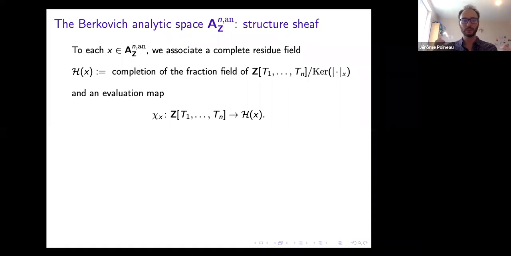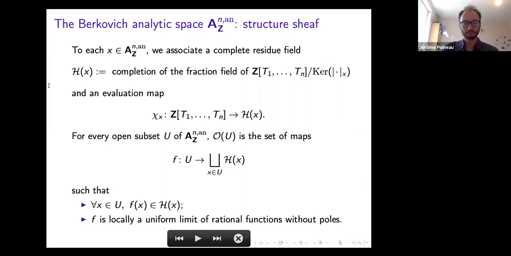So first, to every point here, we associate what's called a complete residue field. So it goes as for schemes. If you have a multiplicative seminorm, it has a kernel. Since it is multiplicative, this kernel is actually a prime ideal. So you can mod out your ring of polynomials by this ideal, and you get a domain. You can look at the fraction field of this domain, and you can complete. And this way, you get some evaluation map.